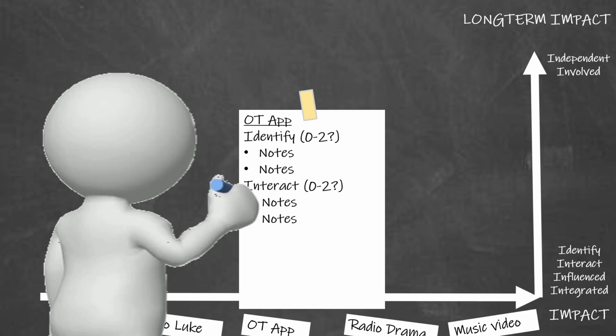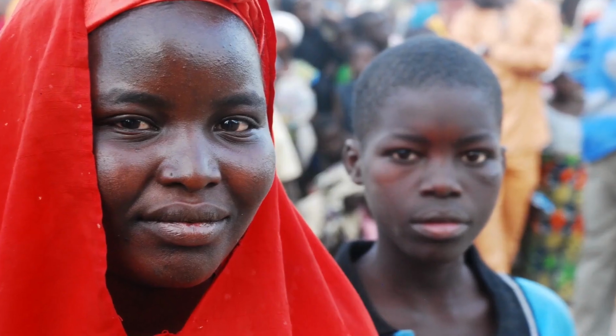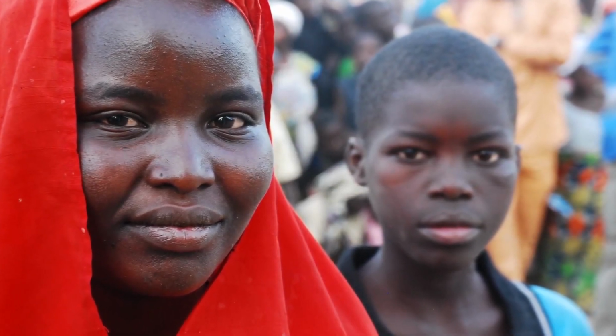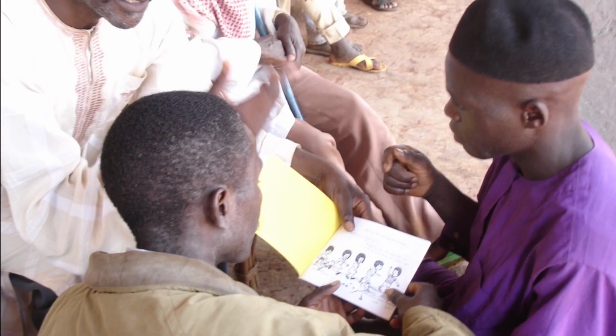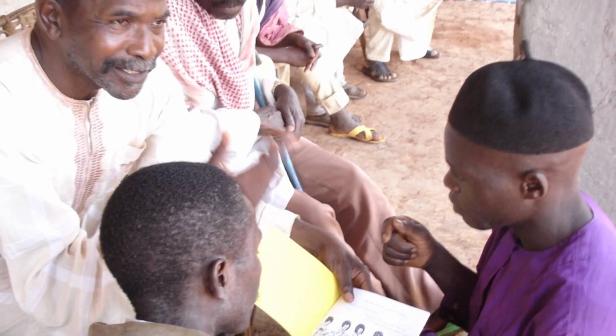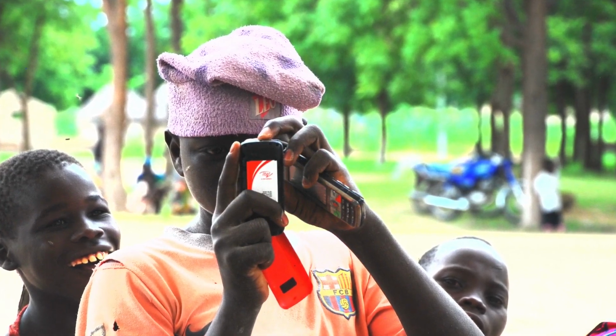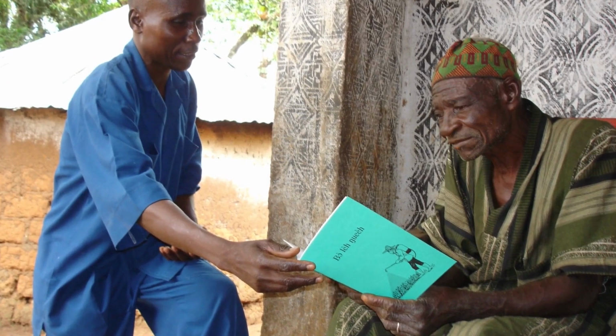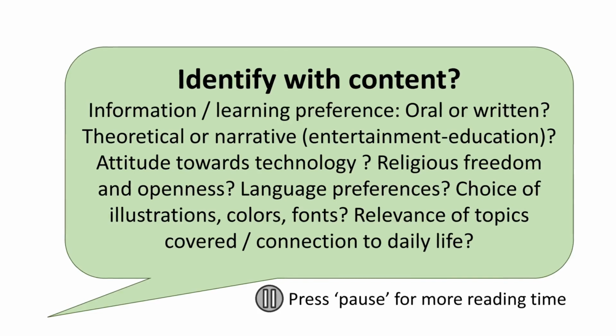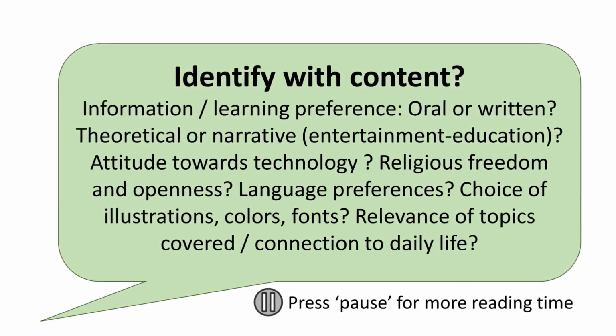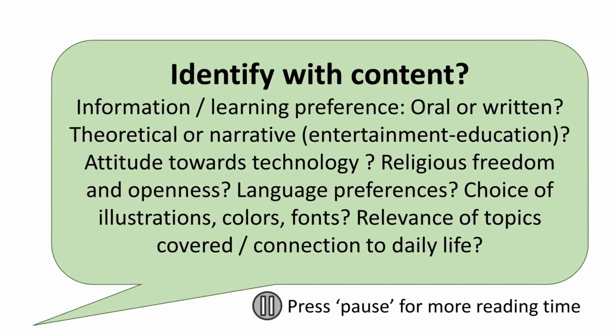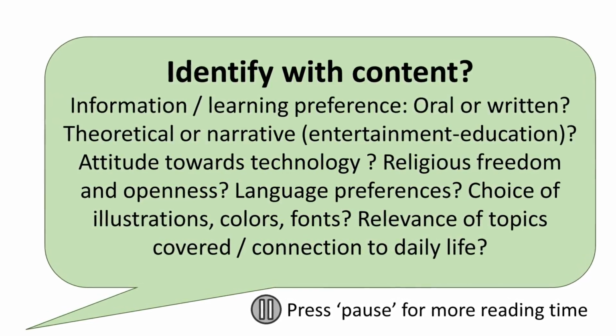In our example, the team first assesses how much the end users identify with the content or activity used for communication. This question seeks to assess the appeal and relevance of a given product or publication, taking into account things like language and learning preferences, visual communication, openness towards technology, religious interests and freedom, and relevance to daily life. In our example, the team discusses this question and notes down the following positive and negative points.